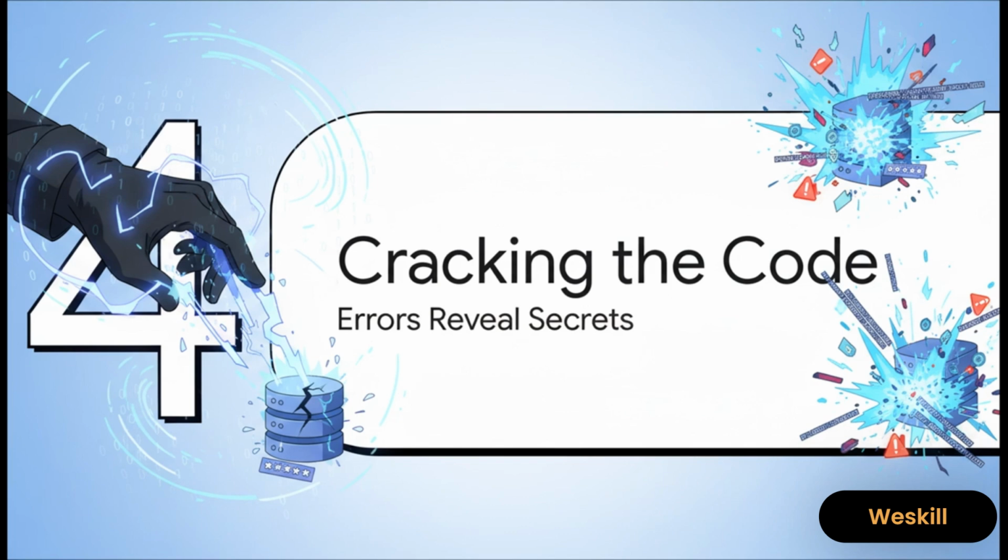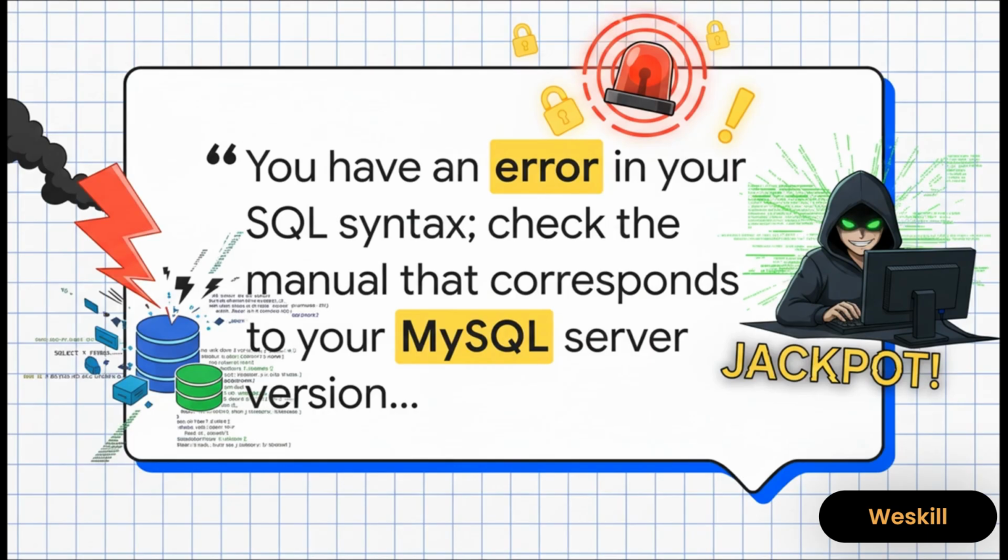Well, the real breakthrough for the hacker isn't just sending the quote. It's what comes back. See, a well-built application would just ignore it. But a vulnerable one, it panics. And in that panic, it starts revealing its secrets. And this is the jackpot. That single quote breaks the application's SQL query, causing the database to send back a really detailed error message. An error like this is like a giant, flashing neon sign to a hacker that something is very wrong. And for them, that means something is very, very right.